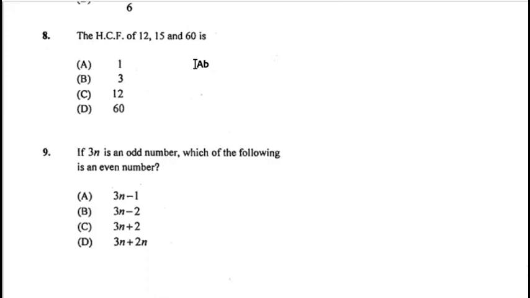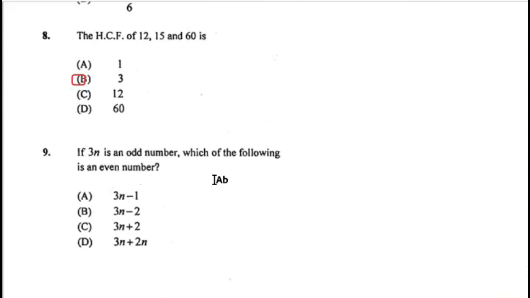So you need to write down the factors and see which ones reoccur in each number. So from the set of numbers, you will then choose the highest common one. The common factors will be 1 and 3, and obviously the one that is highest of them all is 3. So the answer for 8 is B.